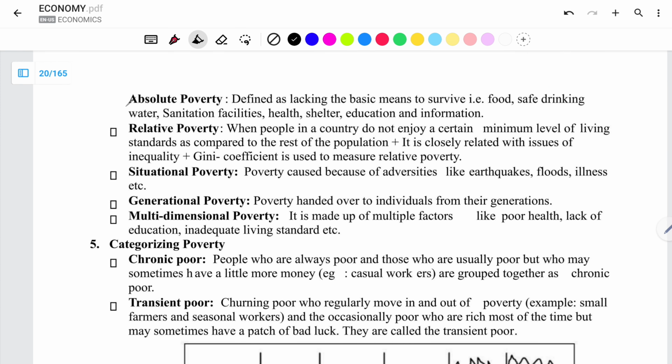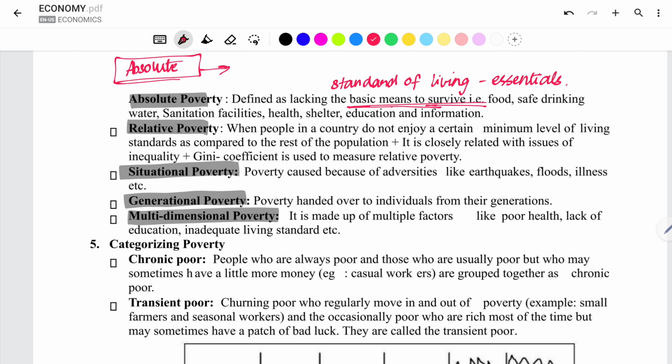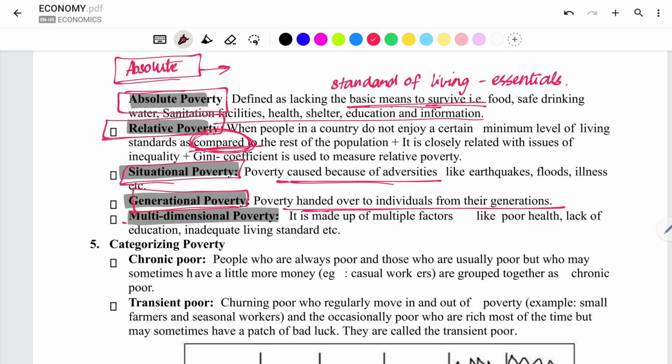In types of poverty, we have absolute, relative, situational, generational, and multidimensional. We have five types of poverty. Absolute poverty is lacking the basic means of survival, lacking the standard of living and the essentials. Relative poverty is when you are comparing. Situational poverty is when, because of some situation, you became poor. Generational poverty is through the generations. Then we have multidimensional poverty.